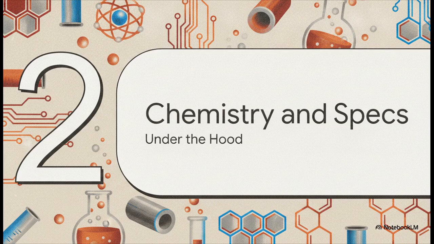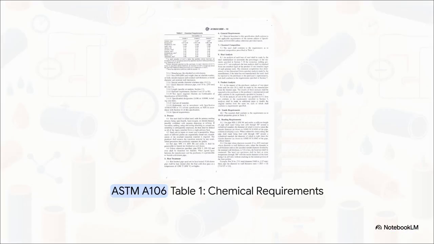Section 2. Unpacking chemistry and specs. Let's look under the hood. Now, what's really interesting about this slide is that we are looking directly at the authentic ASTM standard document. It's not a summary. This is the actual Table 1 detailing the chemical requirements. It maps out exactly what elements and in what precise percentages must go into the steel to actually earn that A106 designation. And you know, there is one element in particular that acts as the real unsung hero here.